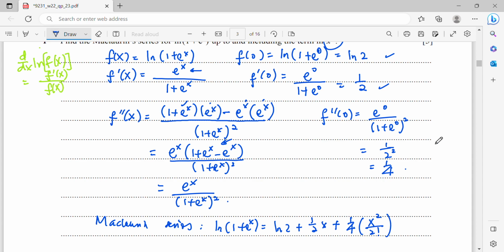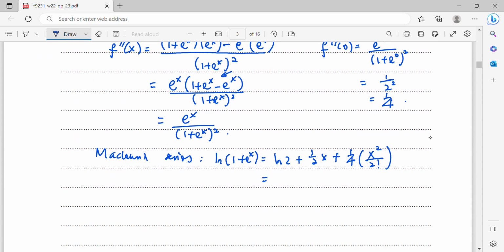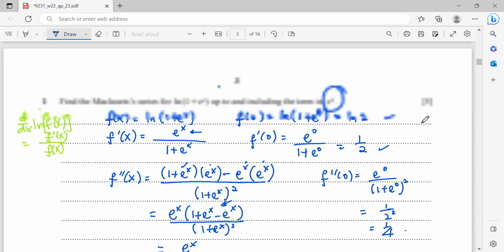Now simplify, and you will get the Maclaurin series. Your Maclaurin series will be ln 2 plus half x plus, now the denominators become 4 and 2 factorial. So 4 times 2 factorial is basically 8. So I will get 1 over 8 x squared. This will be your Maclaurin series. Okay, so that is done with question 1.